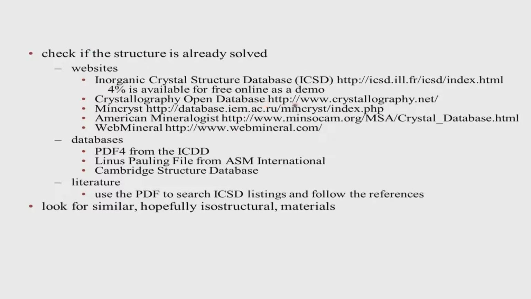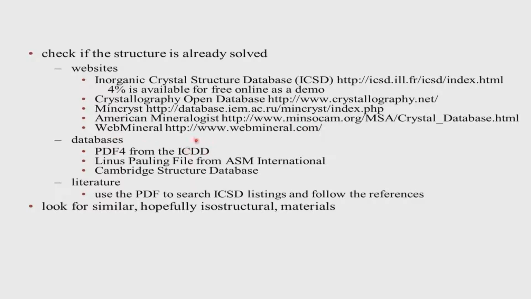Crystallography Open Database, which is available in this website, where you can get some information, if not all, about the structure. MinCrystal, which is having this website information, we can also go there and get to the data. American Mineralogist is another source where we have all the data on minerals, and in fact the classification is also available among the minerals if one goes to that site. The web mineral again is another subset of American Mineralogist kind of a thing, and there again we can get information on the minerals. Other than that, we have the databases.